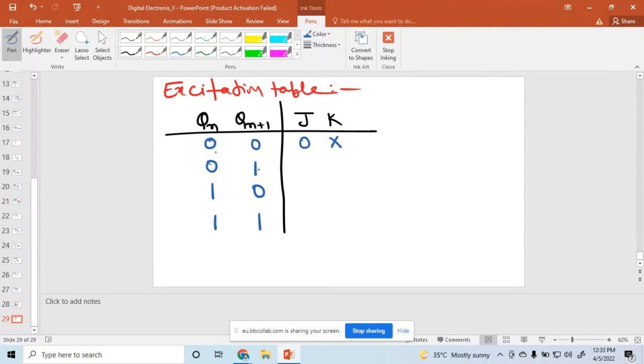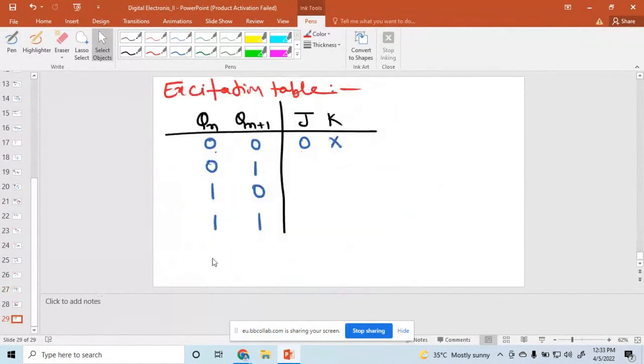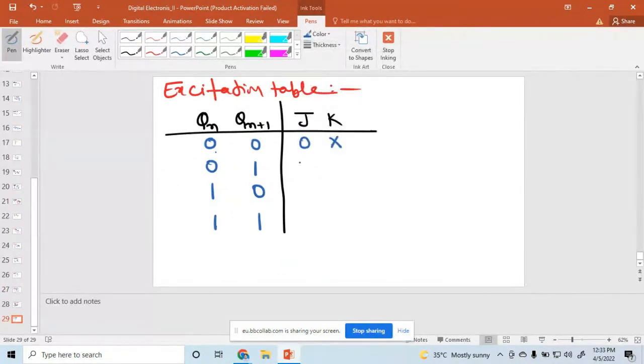Similarly, when Qn is 0 1, what happens to the output? Just see the characteristic table. When Qn is 0 1, where is the 0 1? So 1 0 1 is here. In this case JK is 1 1, and another 0 1 is here. In this case JK is 1 0. Yes? So the meaning is that J is 1 1 but K is 0 1, which means contradiction or don't care. So you can write this value as 1, don't care.